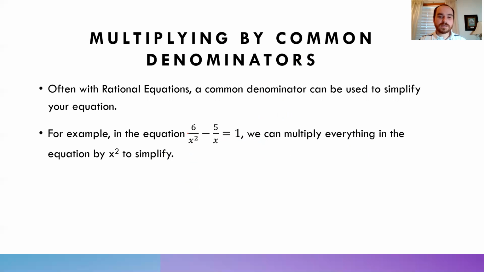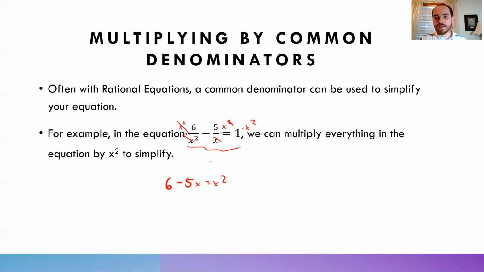easier. So 6 over x squared times x squared, the x squareds are going to cancel. 5 over x times x squared, we're going to be left with 5x, and then 1 times x squared will equal x squared. So in this case, we get 6 minus 5x equals x squared. That's a lot easier to solve than this gross equation right here.